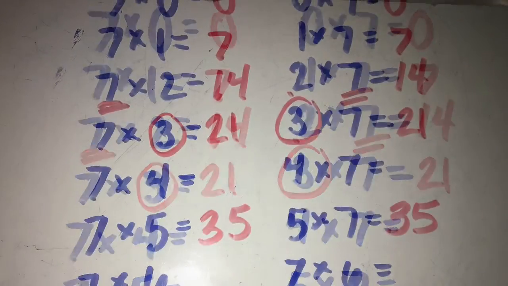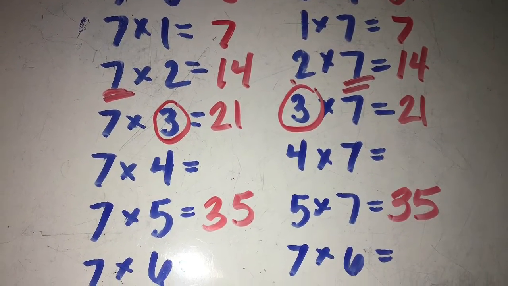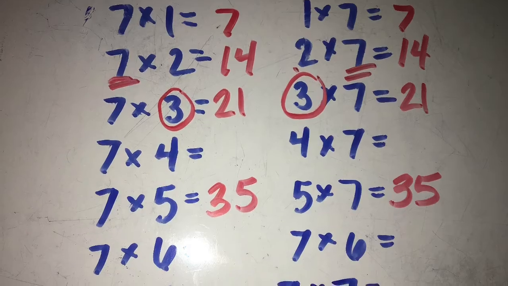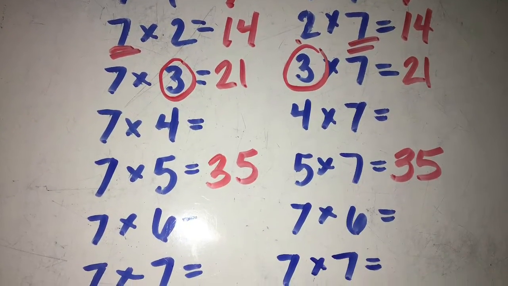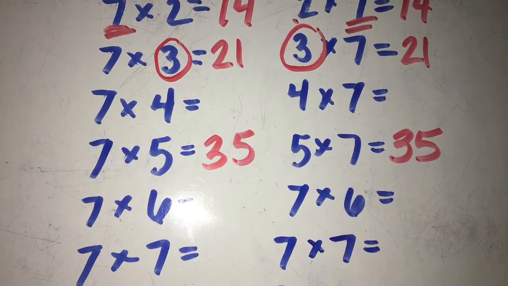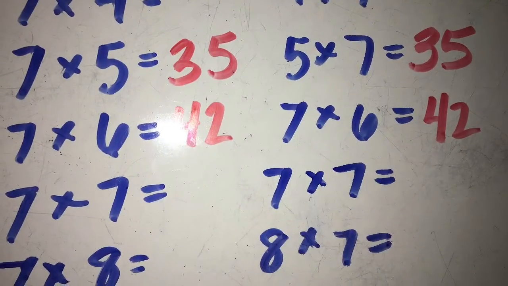The next one we're going to go to that we do know for sure is 7 times 5. We've already done our 5s. And 5s are so simple. 7 times 5 is 35. 5 times 7 is 35.